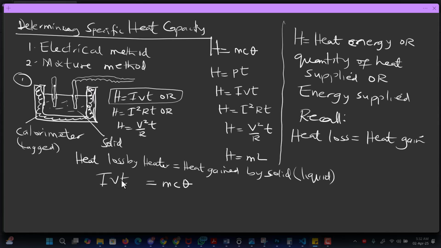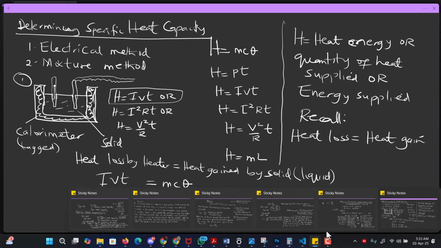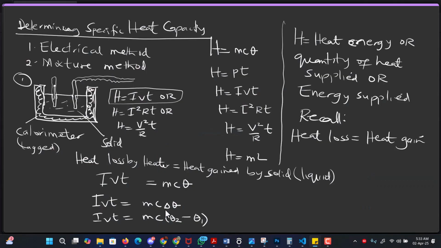Remember, IVT is the formula of heat for what? Electricity, for an electric heater. mc theta is the formula for heat for substances, whether solid or liquid. So from this, I can say that IVT equals mc change in temperature, which is your final temperature, theta 2, minus your initial temperature, theta 1. I can use this depending on where I see it to solve any question I want to solve. Let's see if I can solve a question under that before we proceed to other ones.